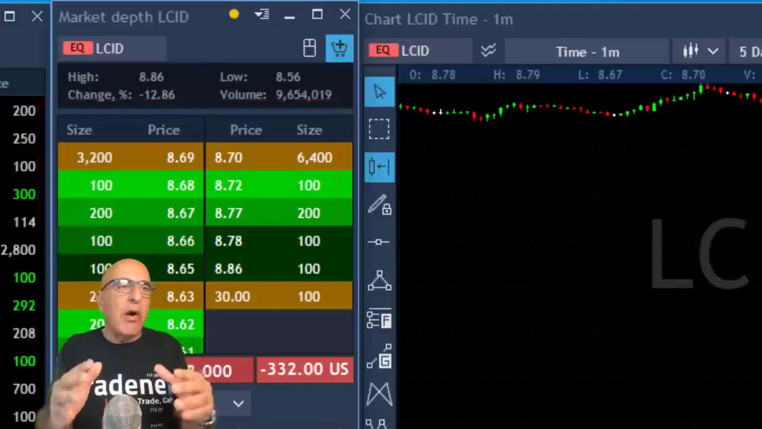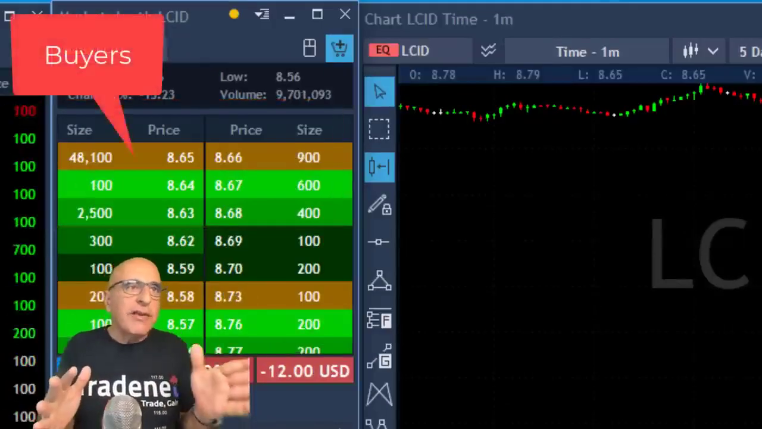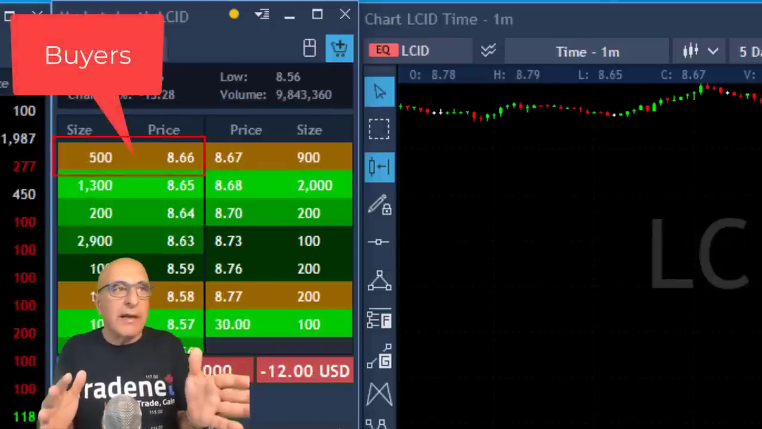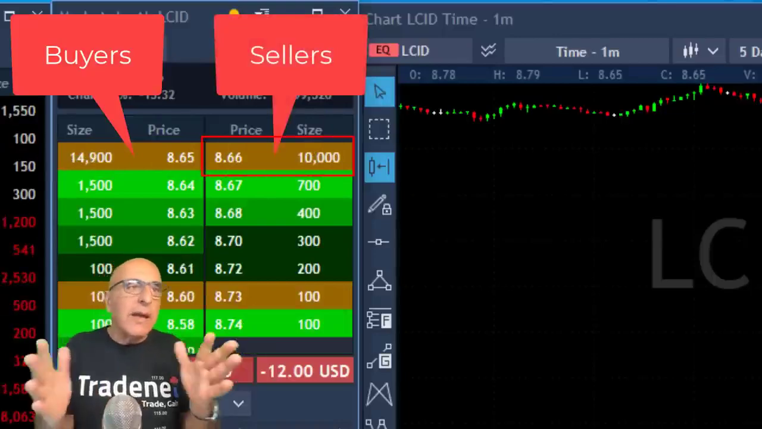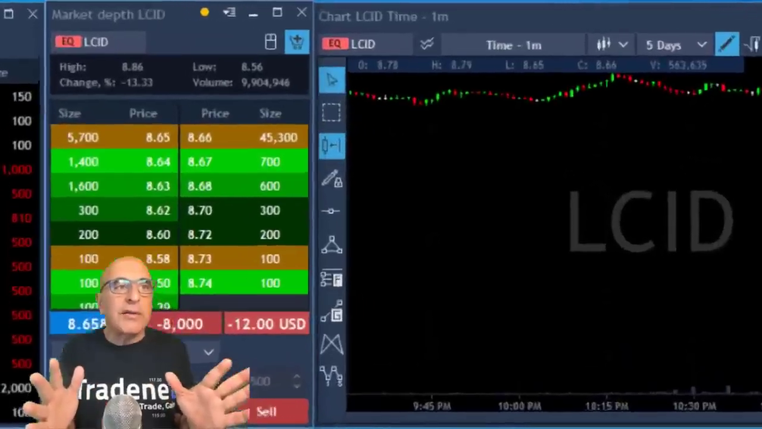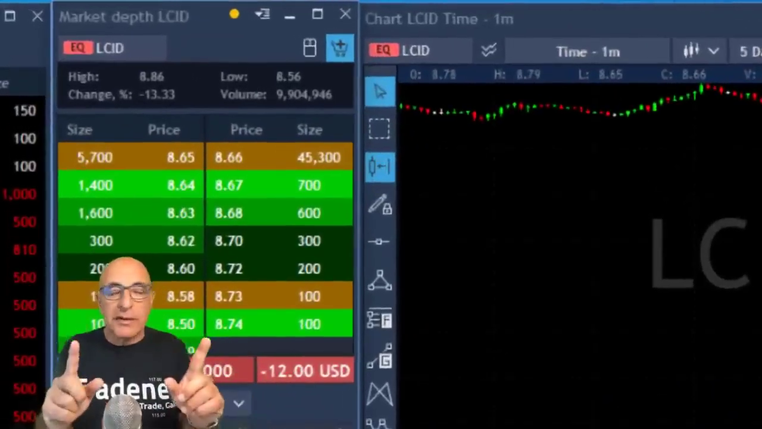The level 2 data, or the market depth data: on the left side you can see the buyers at 865 right now, and the sellers are on the right side, 866 and 865. Now take a look at the numbers. These are extremely important. Now I'm going to pause it a little bit.